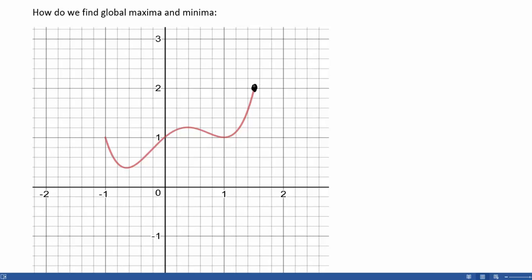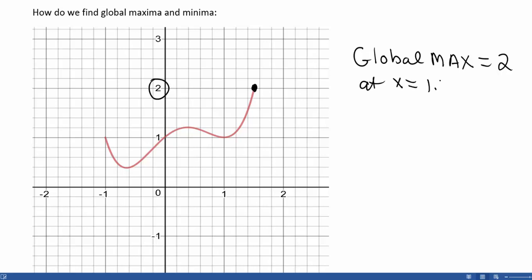So here, I can see that my global maximum is going to be 2. Remember, we're going to define these by their dependent value. So the global maximum is going to be 2, and it happens at x equals 1.5. So again, we define it by its y value, but we can also talk about where it happens if we need that information.